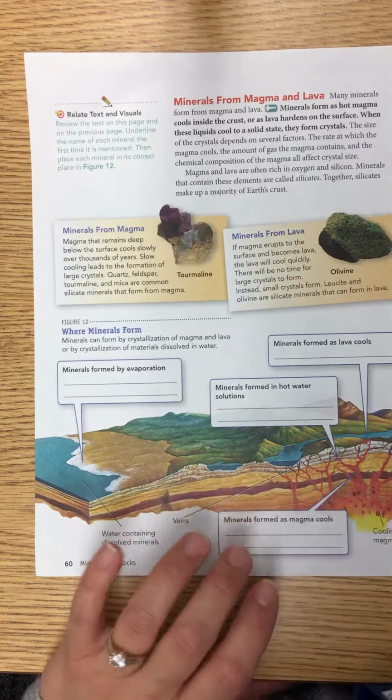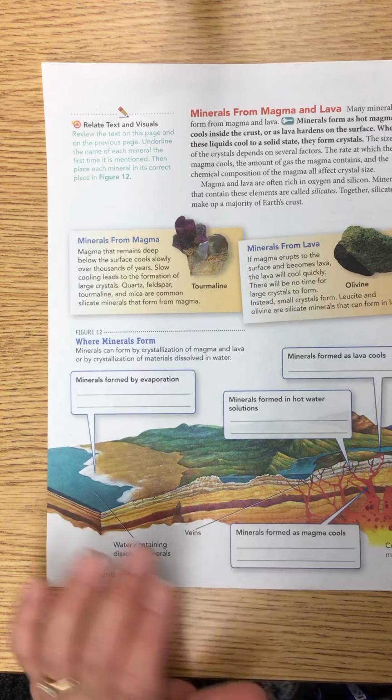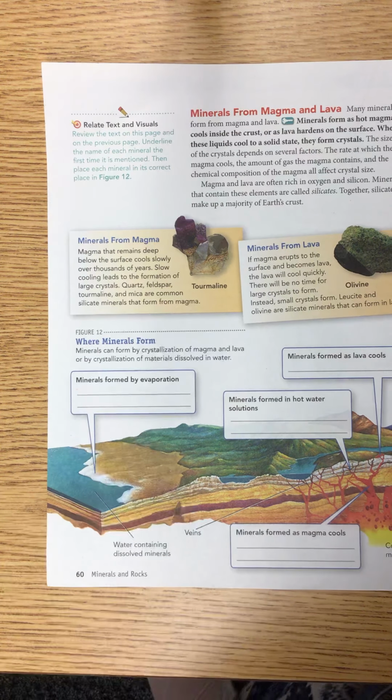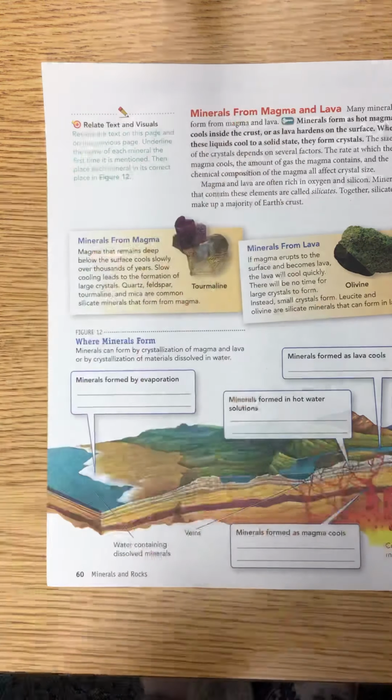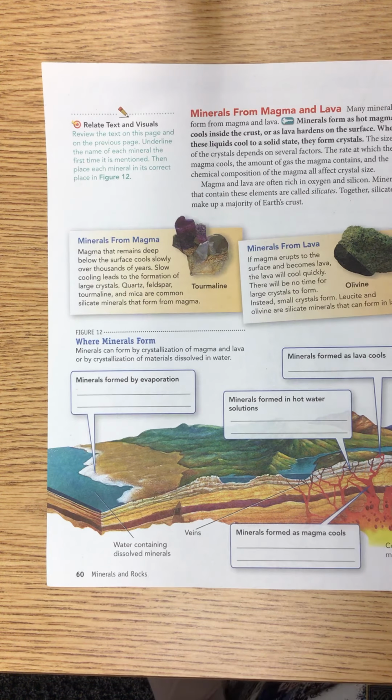Page 60. Minerals from magma and lava. Many minerals form from magma and lava. Key fact: minerals form as hot magma cools inside the crust or as lava hardens on the surface. When these liquids cool to a solid state, they form a crystal. The size of the crystal depends on several factors: the rate at which the magma cools, the amount of gas the magma contains, and the chemical composition of the magma all affect the crystal size.